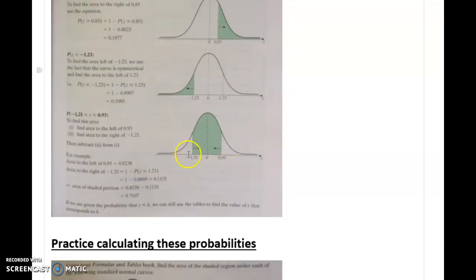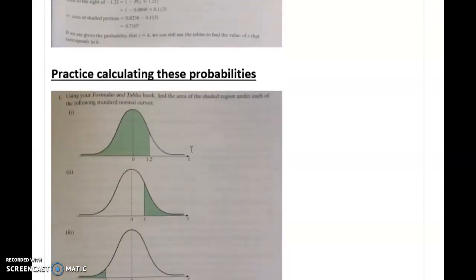And then if I'm looking for this area here, which is P of Z between -1.21 and 0.93, what I can do is calculate this area, take away this area, and it'll give us this bit here. So when you have that, look at that again, go over that again in your head and see it.